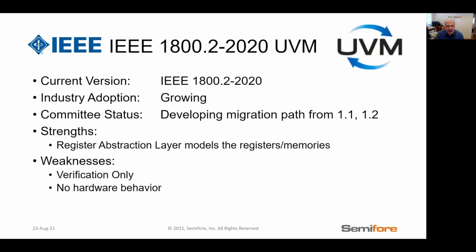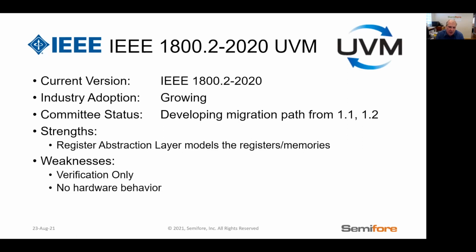Then we also have IEEE 1800.2 UVM. And this is pretty awesome because it was just published last year, and adoption is growing. So a lot of people are very enthusiastic about UVM. The committee is currently working on helping folks that are still using the older versions of the standard.